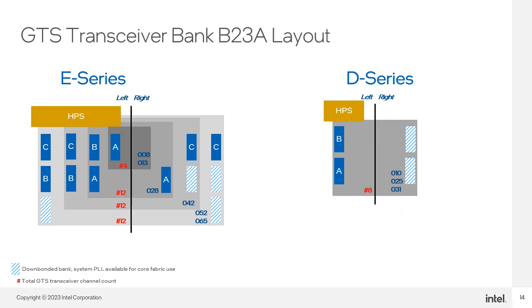The reason why it's still shown in the diagram is because in the Intel Agilex 5 devices, for the down bonded bank, even though the transceiver resources are not available, you will still have the system PLL. One system PLL exists in the bank which is available for core fabric use. For this particular package, the maximum number of GTS transceiver channel count is 12. In the D series as shown, the rightmost banks on the right side of the device are down bonded.